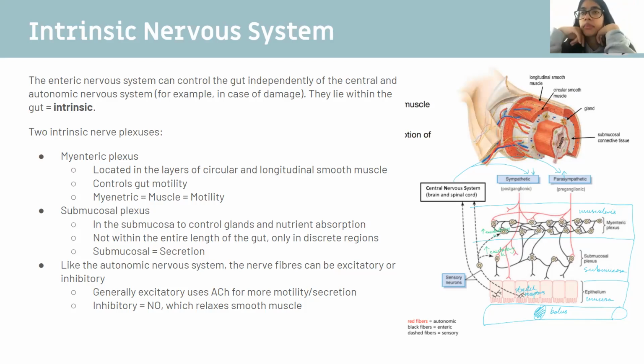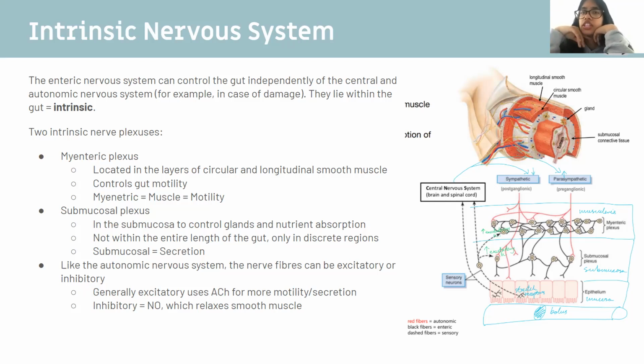So we've got the myenteric plexus, and that's located within the layers of your circular and longitudinal smooth muscle, which I talked about before. As you can imagine, if it's located within the smooth muscle, then obviously it's going to be involved with motility. So the way I remember it is enteric, muscle, motility all begin with M.